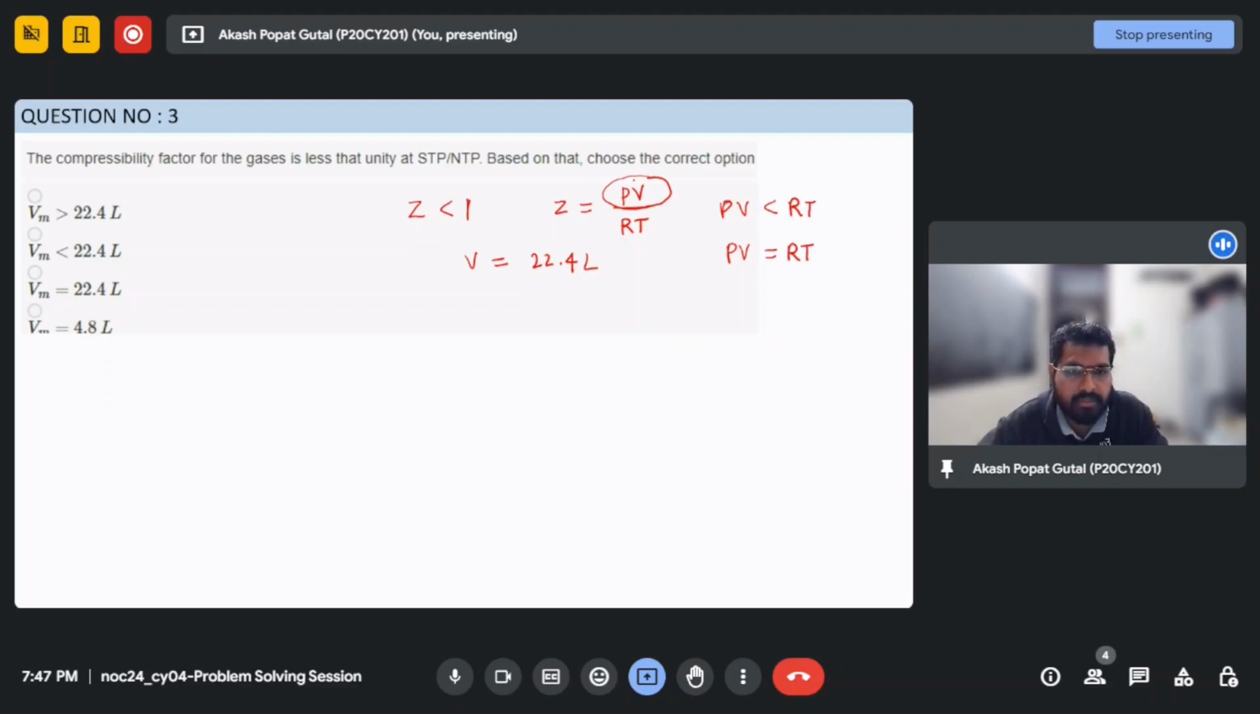If it is less than RT, we can say this is the ideal volume. So P V ideal is equal to RT. If we replace the RT, we can get the equation with V ideal, and V is actually less than V ideal. So we can say V is less than 22.4 liter. So your answer must be B.